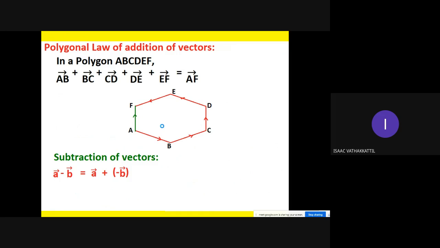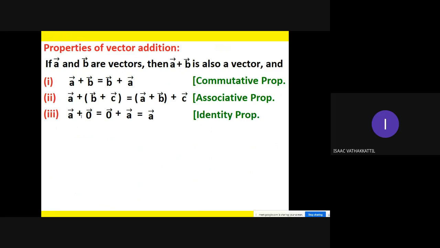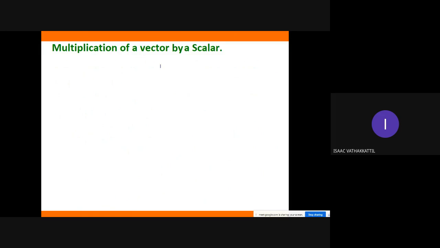Subtraction of vectors. A minus B, you can write as A plus minus B. This is A, this is minus B, A minus B. And A plus B, B is here, A plus B. A plus B and A minus B, you can easily identify. Properties of vector addition: if A and B are vectors, then A plus B is also obviously a vector. It's commutative, it's associative. Vector addition is associative. And the zero vector is the additive identity: A plus 0 is A, and A plus minus A is 0. Simple properties.